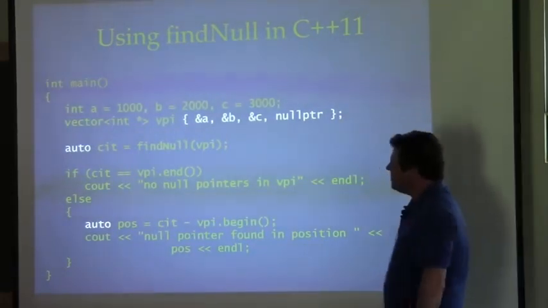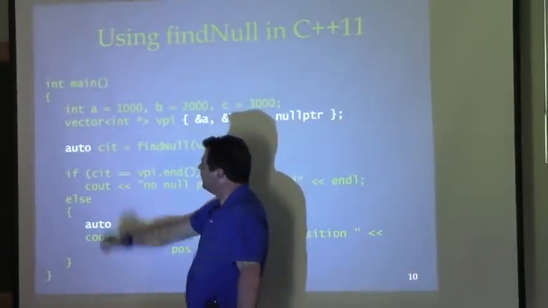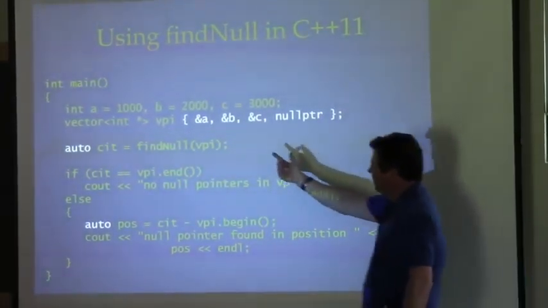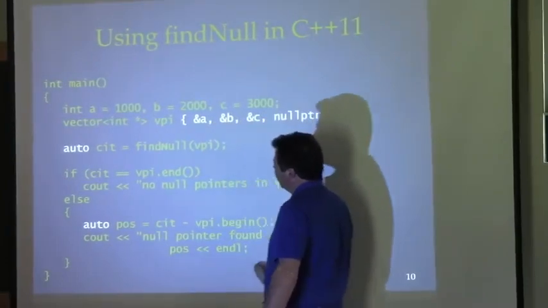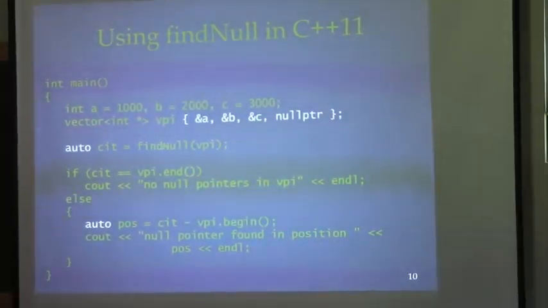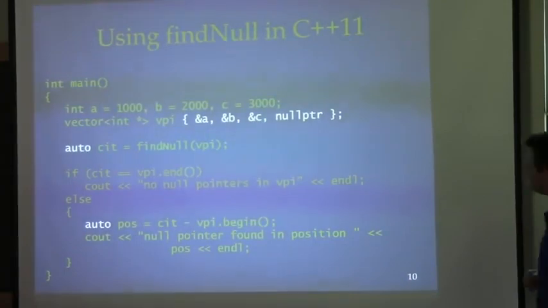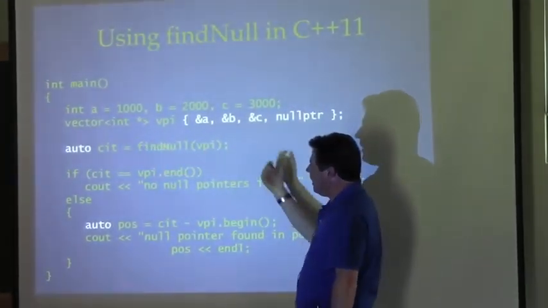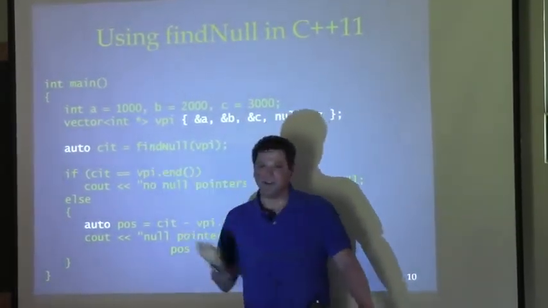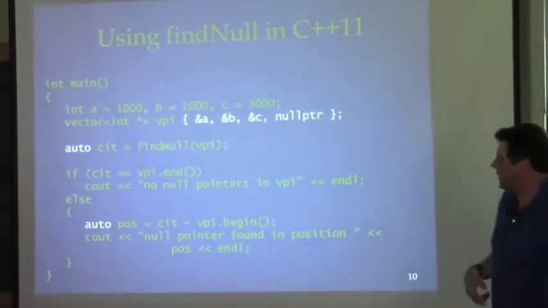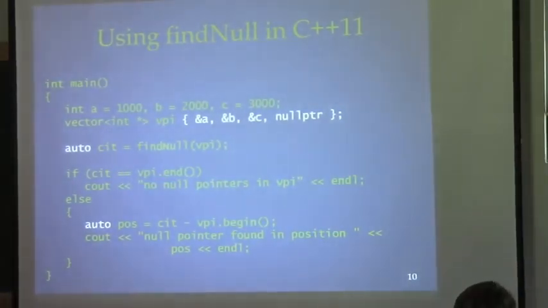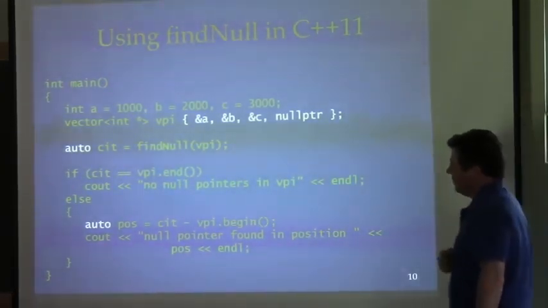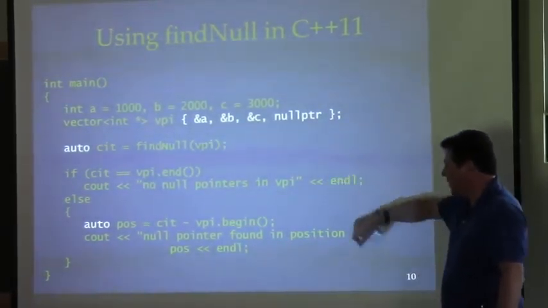So the new meaning of auto is that the compiler deduces the type, so you don't have to actually write it all out. It simply looks at the expression used to initialize something and figures out what the type is supposed to be. There's a little more to it than that, but that suffices for this use here. So CIT is whatever find null returns. And the compiler always knows what the return type of find null is because that's the rule in C++. You're not allowed to invoke a function unless it's been declared. So the compiler must know what its return type is, and it just uses it. So nothing really new here.